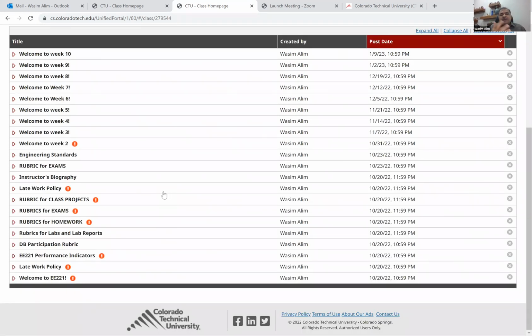In addition to that, there will be weekly announcements which are going to be focused on the topics that we're going to be covering through that week, and also some other useful resources may be shared through the announcements. So it's good to pay attention to these announcements, and they have some helpful information for you there.